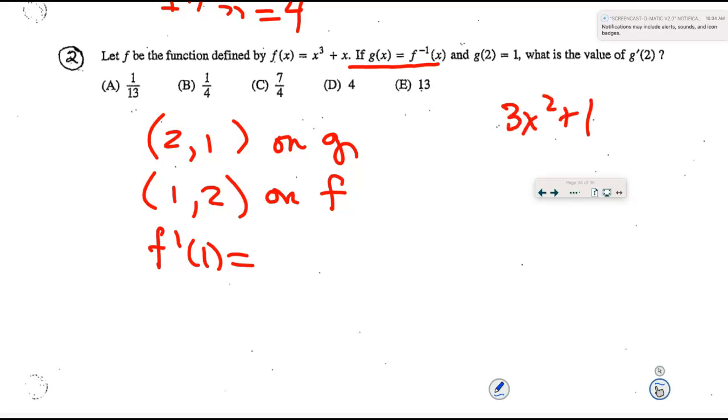Correct? So what's the slope of the tangent line on the original function? 4. But I want to be on the inverse function, right? At its corresponding x value. So what's my answer? How are we doing on that one? Are we closer to 100%? I'm going to mess with you one more time, 2 more times.